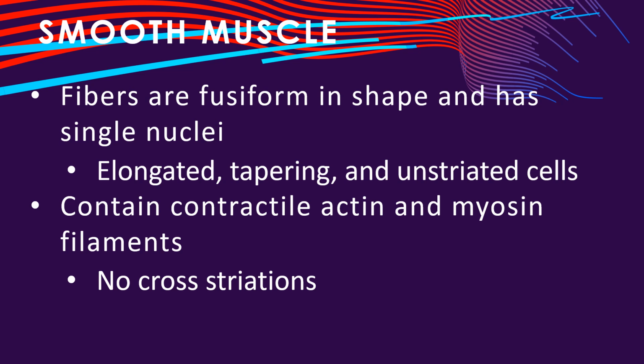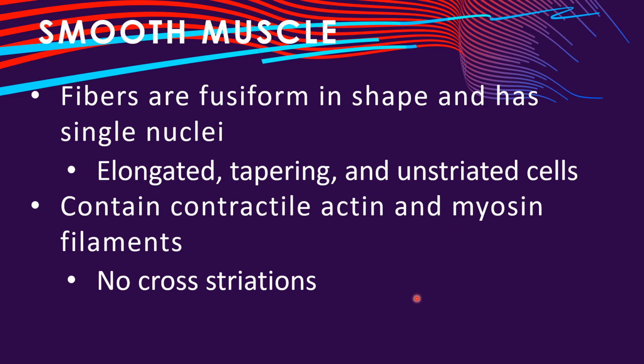Let's move on to your smooth muscle. The fibers are fusiform in shape and have a single nucleus. Your smooth muscle is fusiform, tapering. Please note that smooth muscle is unstriated. The other two, your cardiac and skeletal muscles, are striated, they have cross striations, while your smooth muscle does not have striations.